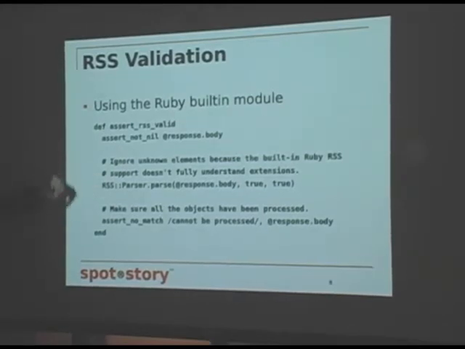We parse with the parser. We make it actually a little bit relaxed in how it parses because it doesn't understand a lot of extensions like the GeoRSS or some other extensions to RSS, and I haven't added those to the parser yet. And that's it. And then you just make sure that there's no cannot be processed stuff that comes back, and you're basically doing a decent job of validation.